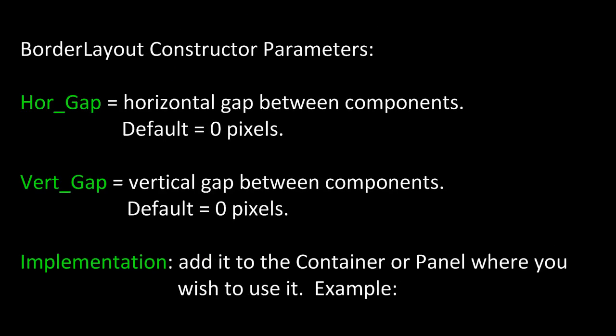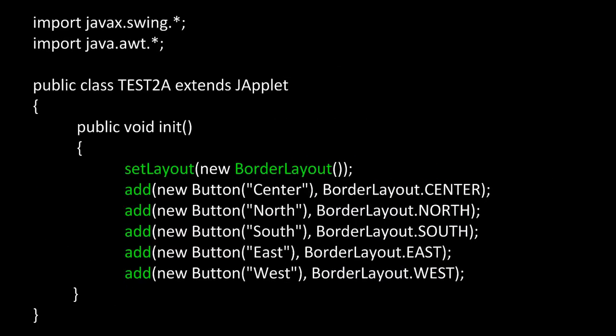Here's a breakdown of the BorderLayout constructor parameters. HorGap is the horizontal gap between components, and the default is 0 pixels. VertGap is the vertical gap between components, and like its predecessor, the default is 0 pixels. For the implementation, we simply add it to the container or panel where we want to use it. For example, here we're simply calling the method setLayout, and as a parameter we're instantiating a new BorderLayout object. Once we do this, we can add components and specify where to position them with BorderLayout center, north, south, east, or west.